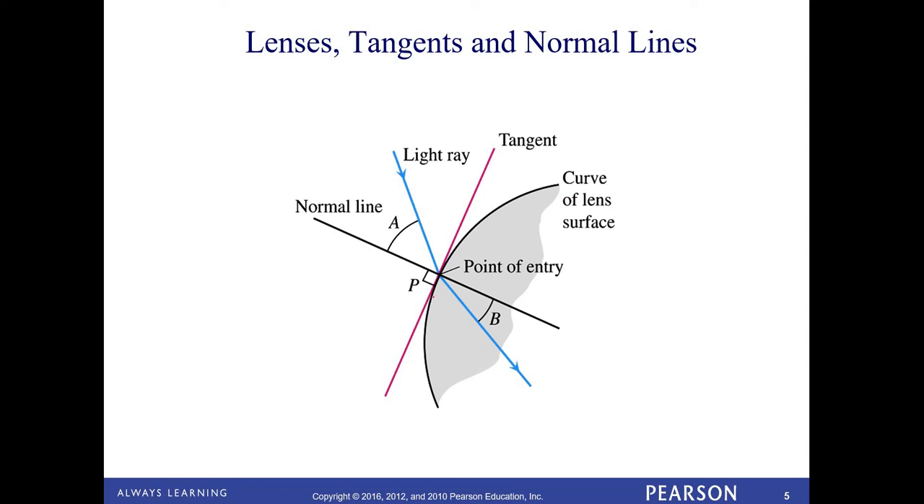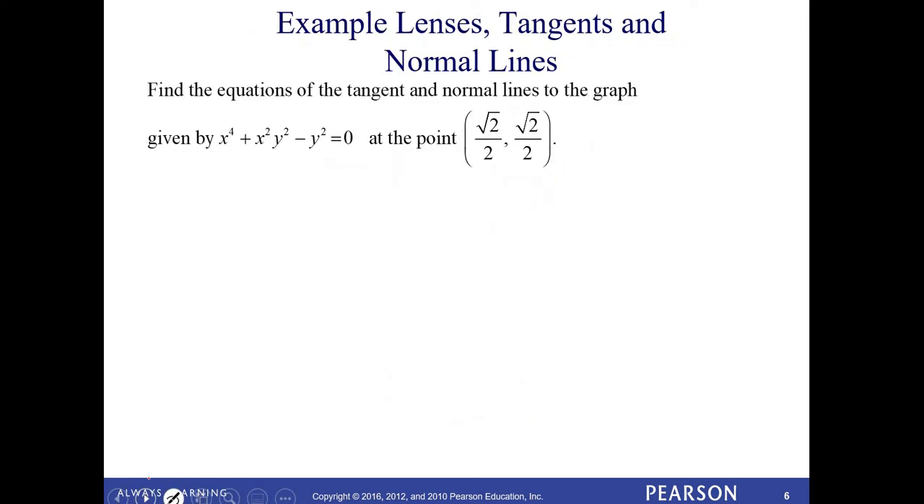This is used a lot for lenses, which are really parts of ellipses. We can find normal lines, the point of entry to a lens, the tangent, and then we can talk about the light ray as it enters. So we're not going to do too much with this, but we are going to look at normal lines and tangents. So let's find the equations of the tangent and normal line through the graph given by this function.